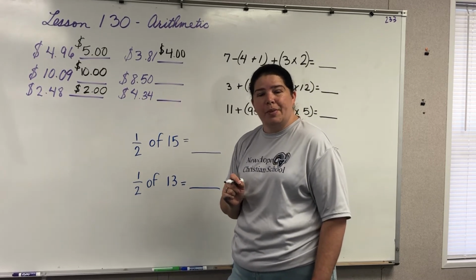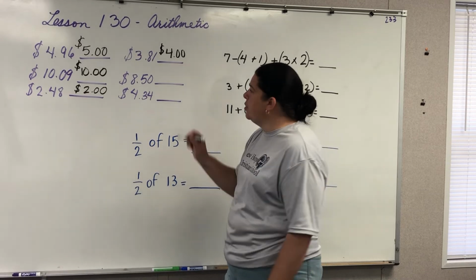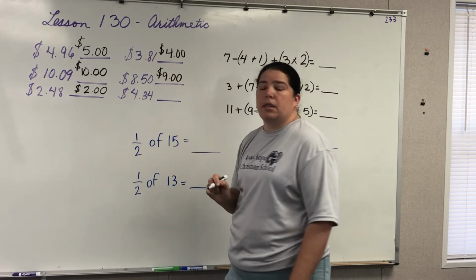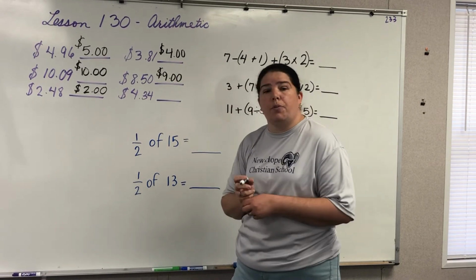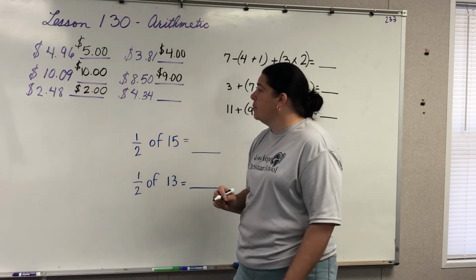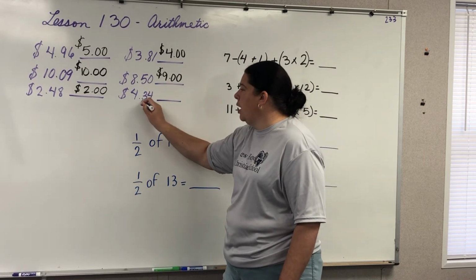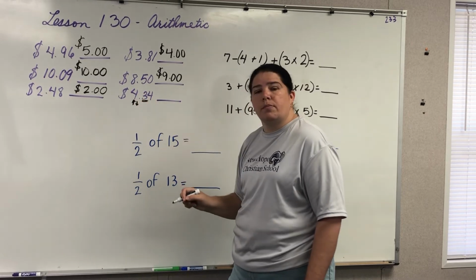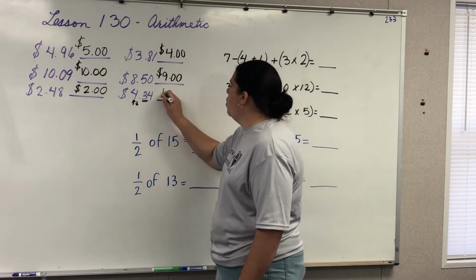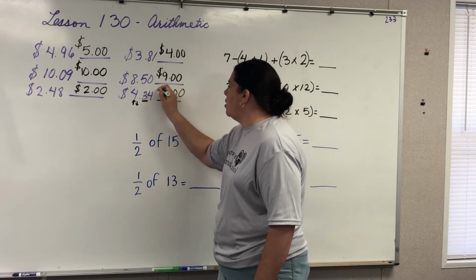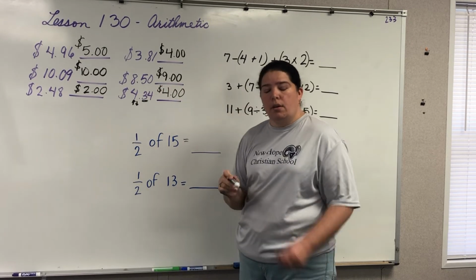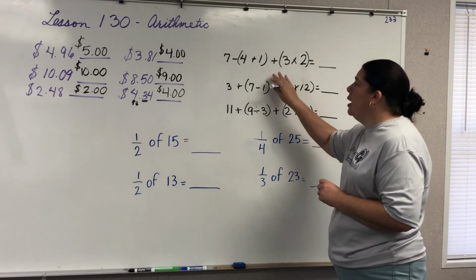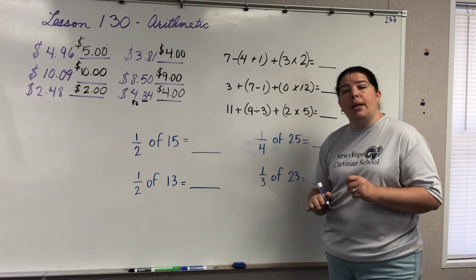Do you know? Very good. I'm glad you're so quick. It's $9. Excellent. And the last one, $4.34. This is our indicator. This is the number that's going to go up or down. Very good. It's $4. It stays the same.